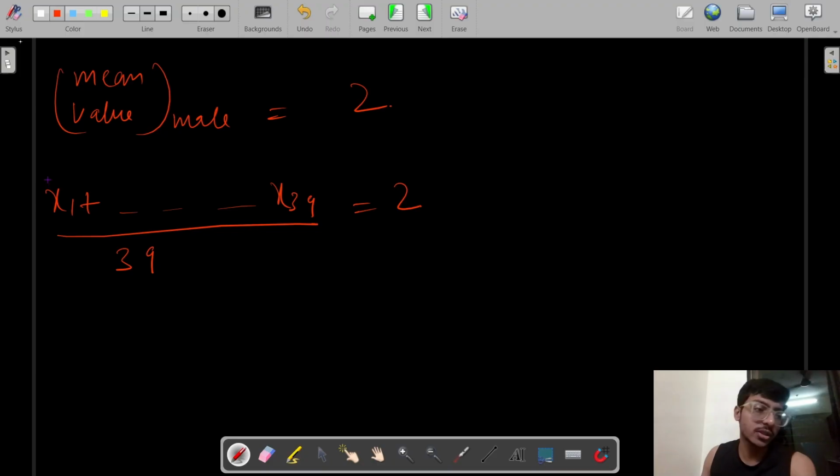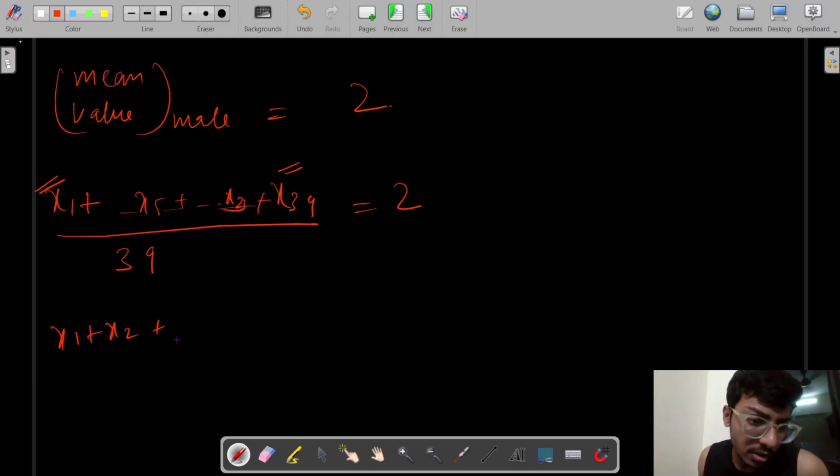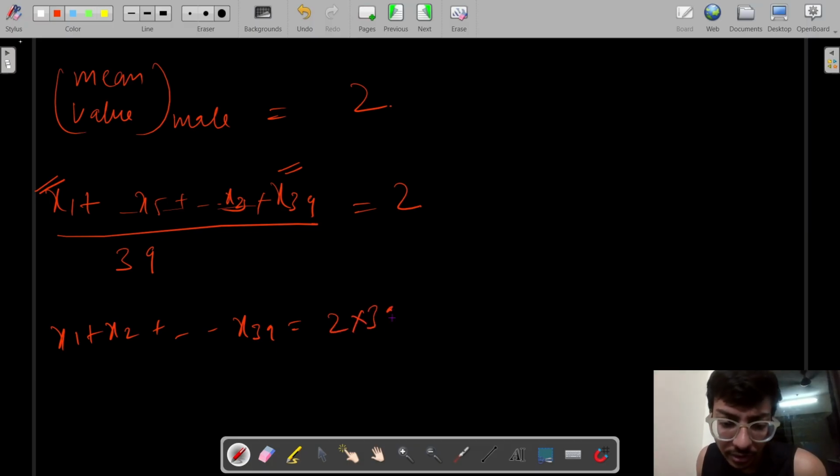Right. Suppose this x1 denotes the number of meals the first person has taken, and this x39 means the number of meals that the 39th person has taken in a week. And similarly, there are other terms in between, like x5 and x23. So we just add all the numbers and then divide by the total number of people, right? So we can find from here that x1 plus x2 up to x39 will be equal to 2 into 39, right? So this will be equal to 78, right?